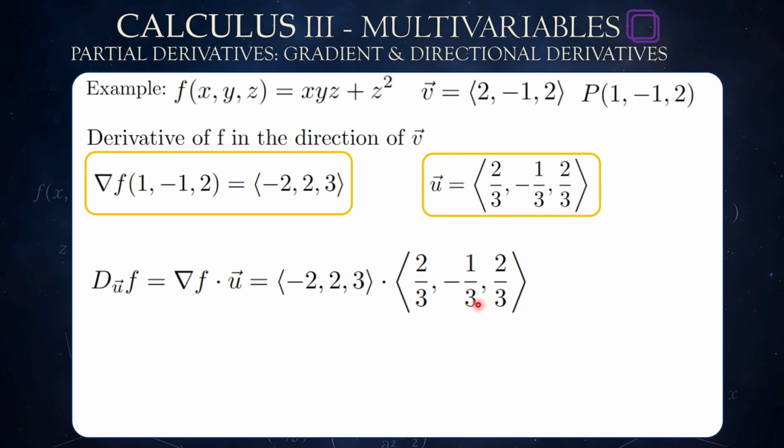Conclusion: there is no variation in the direction of that vector and the surface is flat. It's parallel to the xy plane.